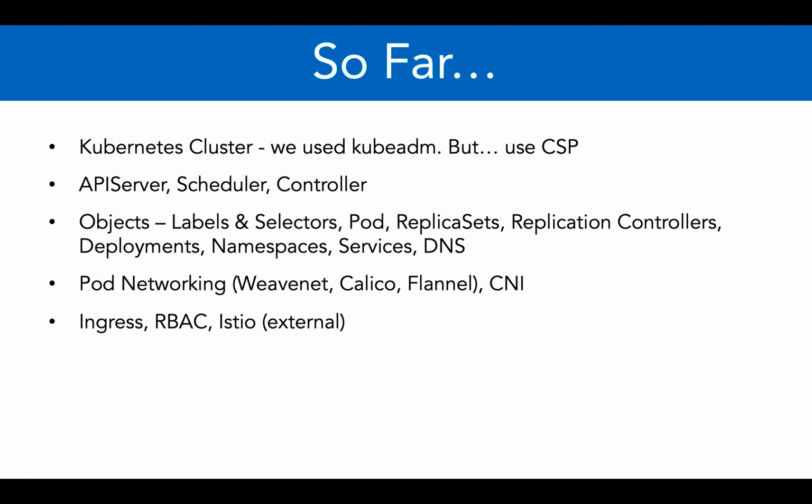Now the things that are pending are ingress, role-based access control, and Istio. Istio is something which is external, which is not part of Kubernetes, but I'll try to include Istio a little bit, not too much.